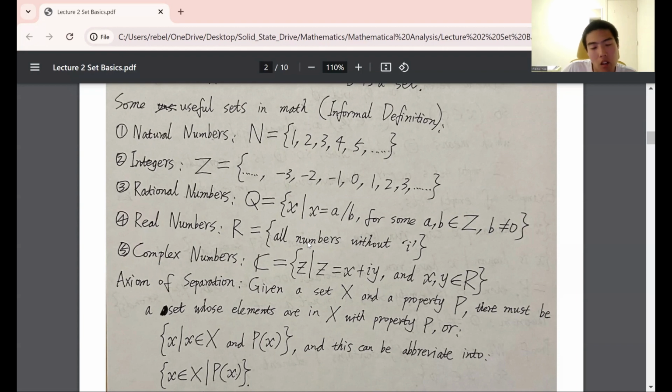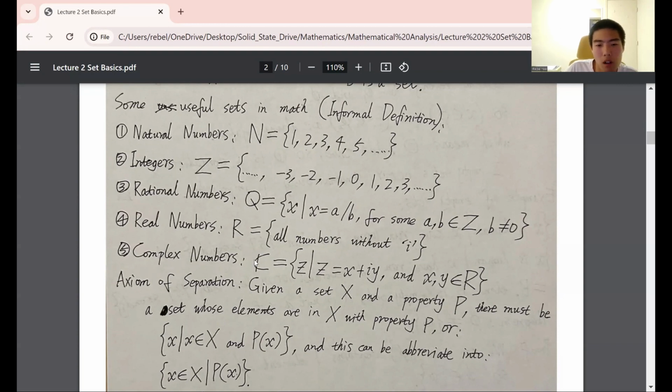Real numbers, because it's an informal definition; the formal definition will be very long. We have used 13 axioms to define real numbers, but here it's just all numbers without i. That's typical. Every number you see without i is a real number in most contexts.